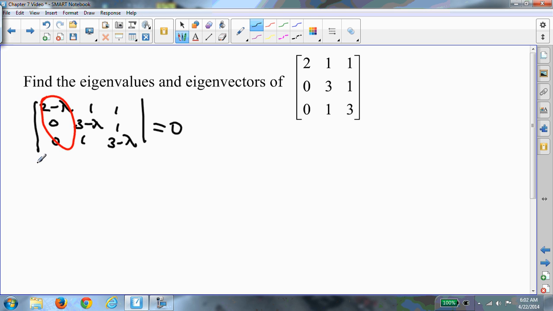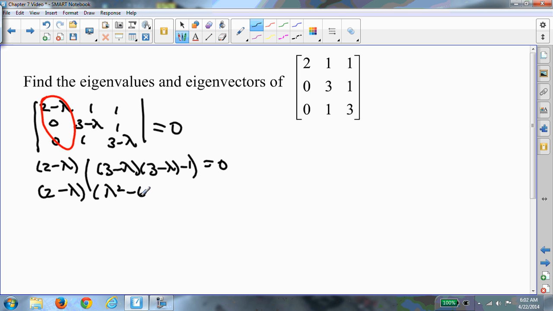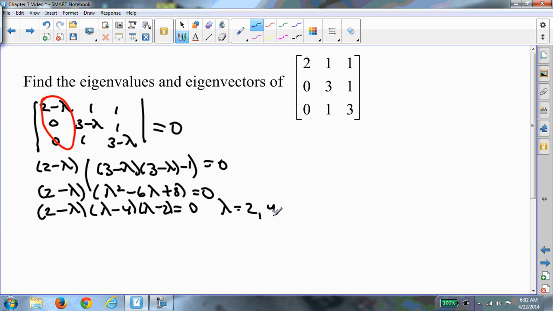And so the determinant for this would be 2 minus lambda multiplied by the corresponding cofactor, which would be (3 minus lambda) times (3 minus lambda) minus 1, equals 0. So 2 minus lambda, multiplying this out, I get lambda squared minus 6 lambda plus 8 equals 0. Factoring, 2 minus lambda, lambda minus 4, and lambda minus 2 equals 0. So I have two eigenvalues, lambda equals 2 and lambda equals 4.